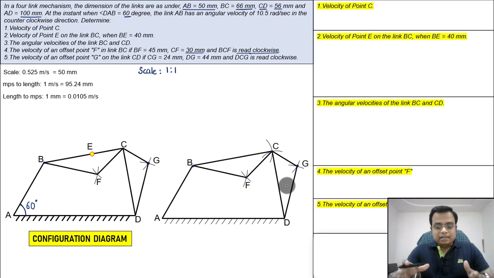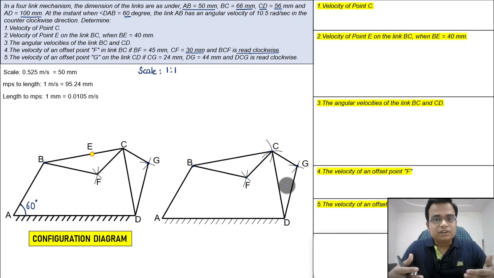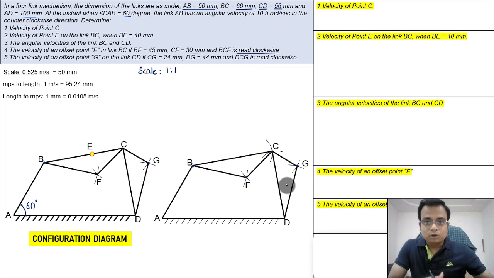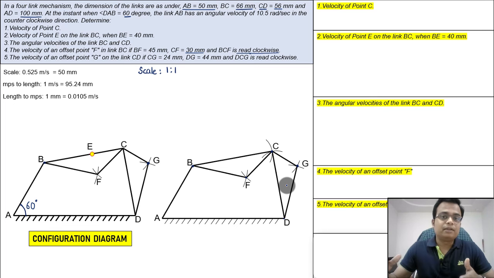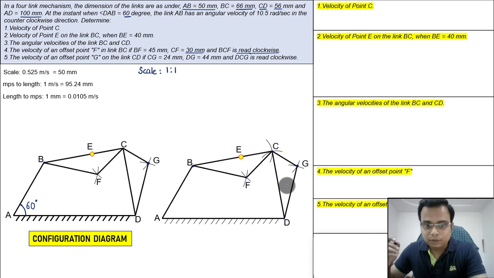That's it, guys. This is exactly how you need to recreate the configuration diagram from the problem in your book onto the piece of paper on which you are making the drawing. And on that same piece of paper, now we are going to create the corresponding velocity diagram. Okay, and here we go.